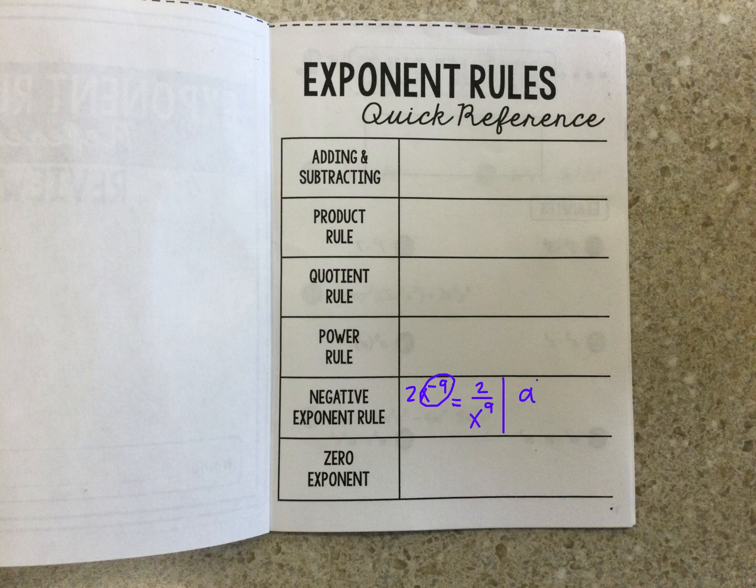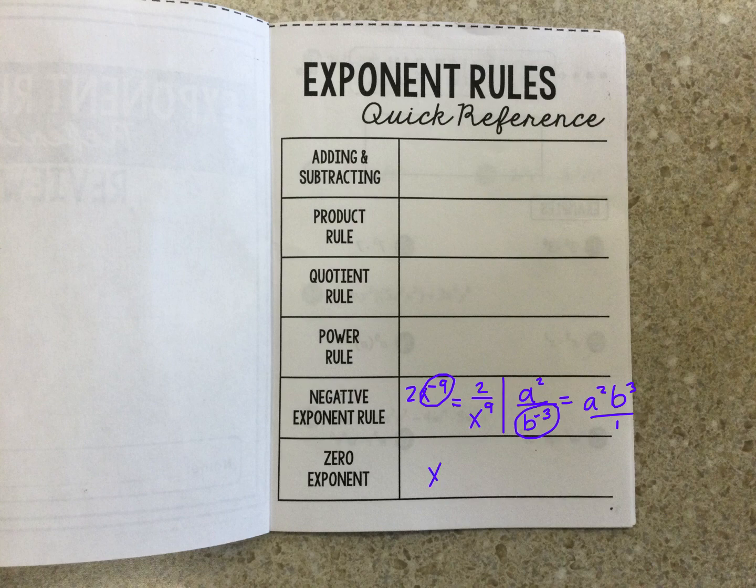If I have a squared on top and b to the negative 3 on bottom, that b to the negative 3 is the illegal one. So the a squared stays where it is, and the b to the third joins it. You can put it over 1 if you want, but you don't have to.